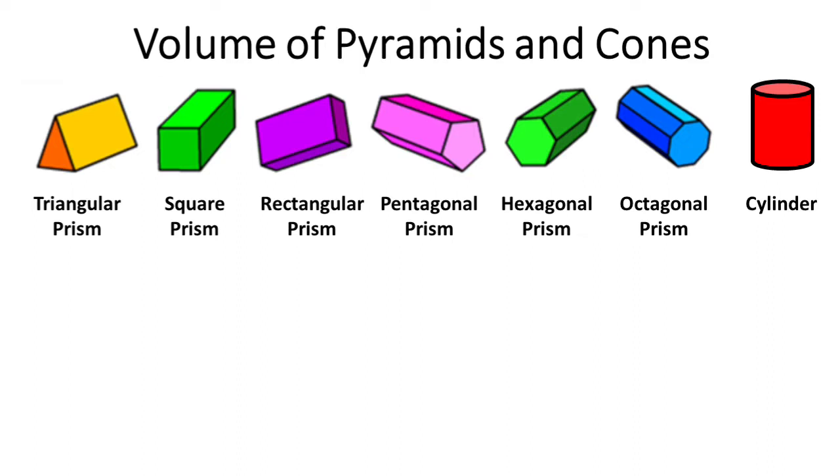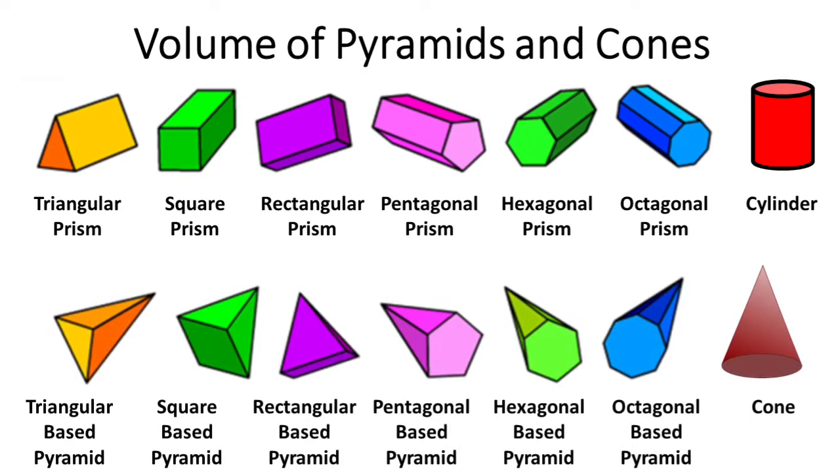For prisms, you'll notice that both the bottom and the top are the same polygon, and all of the lateral faces are rectangles. For a cylinder, the top and the bottom are both circles. For pyramids and cones, while the base can be a polygon or a circle, all of the 3D shapes come up to a point at the top called the apex.